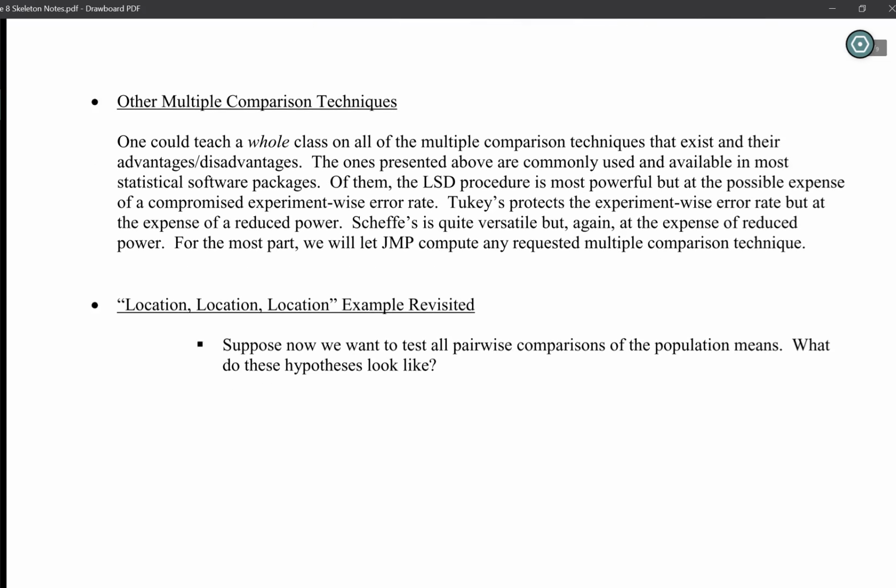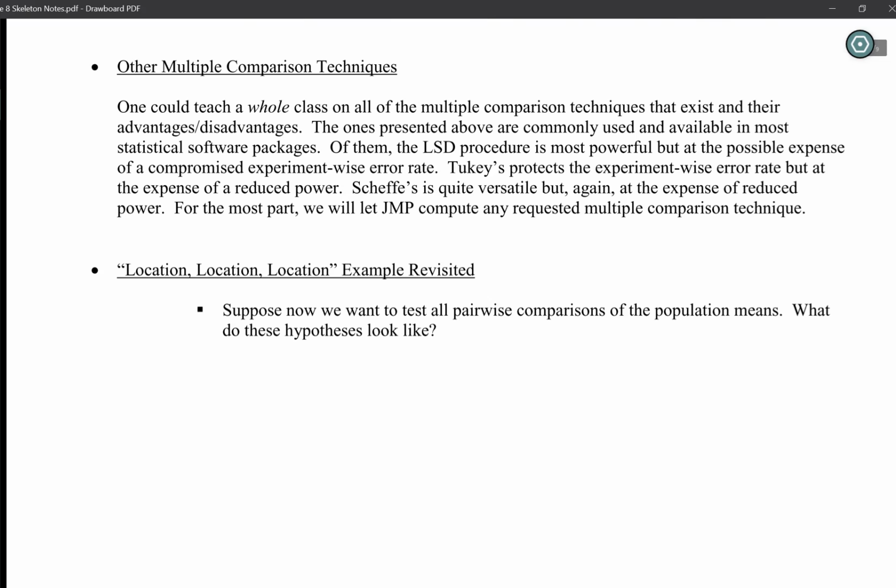So here's kind of a final paragraph on multiple comparisons. We could teach a whole class on all the multiple comparison techniques that exist, their corresponding advantages and disadvantages, but for our purposes, I just want to introduce you to the popular ones, what their respective advantages are, what their respective disadvantages are, and you be aware of that. Okay, but let's apply this, at least in terms of some output from JMP, and apply some of these methods. So again, the location example revisited.